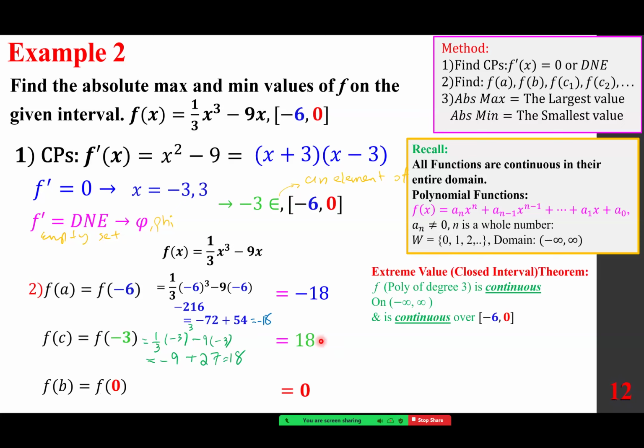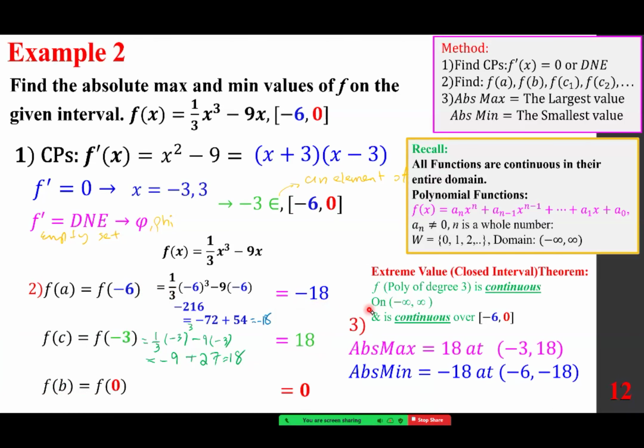The largest value is 18. So you say absolute max is 18 at this pair. The smallest value is -18. The absolute minimum is -18 at this pair. This is how we write it.